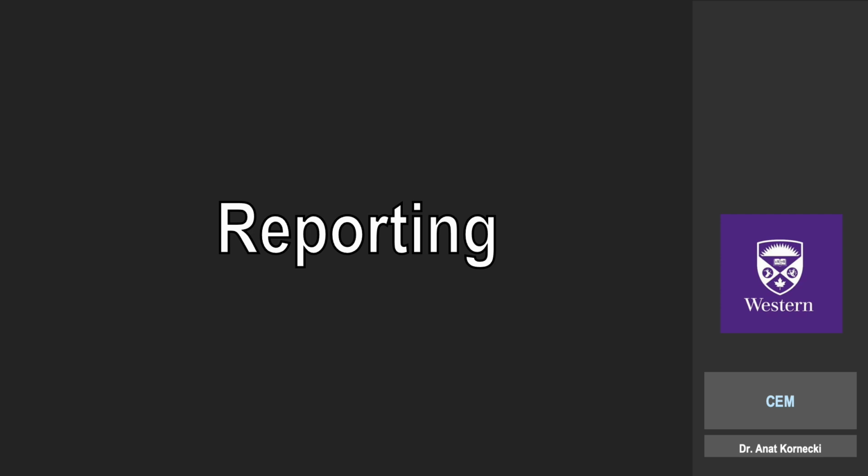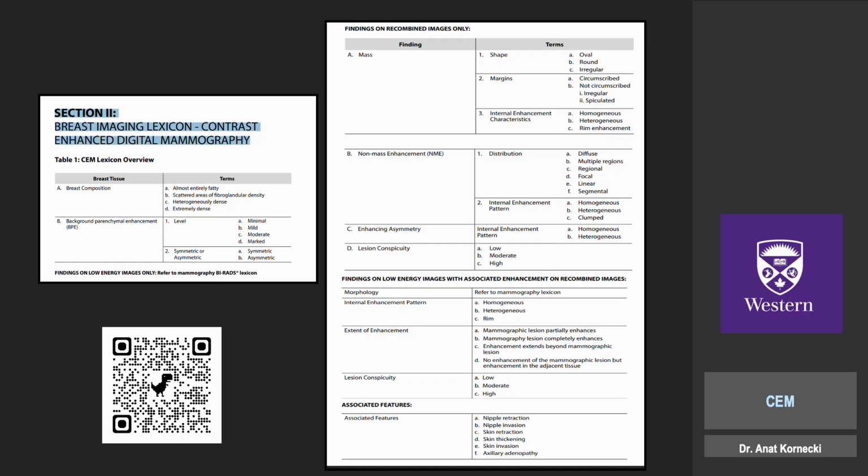The reporting system for contrast-enhanced mammography until April of 2022 was based on the MRI and mammogram lexicon. Since then, there was an introduction of a dedicated lexicon. I'm not going to go over the lexicon. You can scan if you want to read it. But the purpose is to distinguish between lesions that are detected only by mammography, for which we're going to describe that with the standard 2D lexicon, lesions that are going to be seen only on the recombined views, and lesions that are going to be seen on both.